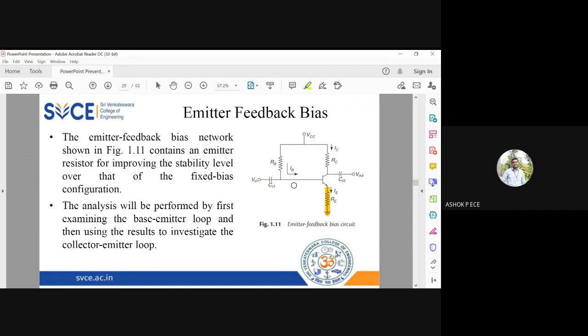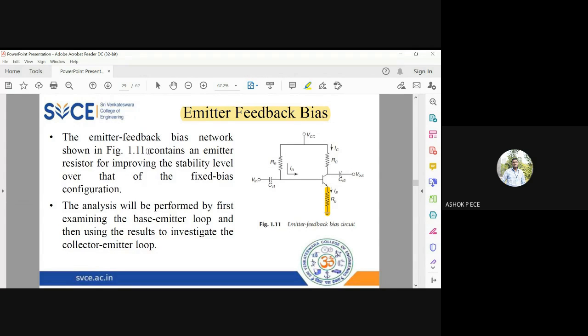Because the lower the stability factor, the more effective the circuit is in tackling variations in temperature. So this biasing circuit is called emitter feedback bias. When you study these types of circuits, you have to relate and study what is the difference in this circuit compared to the previous circuit. In the previous circuit, there was no RE. In this circuit, I have an extra RE. Putting this extra emitter resistance is a big deal for my circuit. Yes, it is going to improve the stability factor of your circuit.